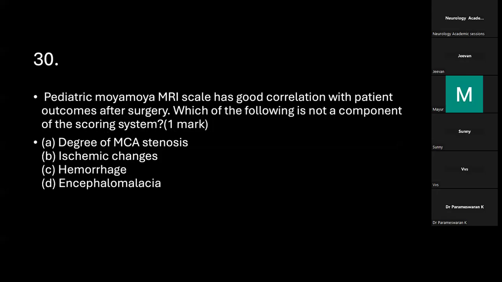Next question. Pediatric Moyamoya MRI scale has good correlation with patient outcomes after surgery. Which of the following is not a component of the scoring system? A, degree of MCA stenosis, B, ischemic changes, C, hemorrhage, and D, encephalomalacia.